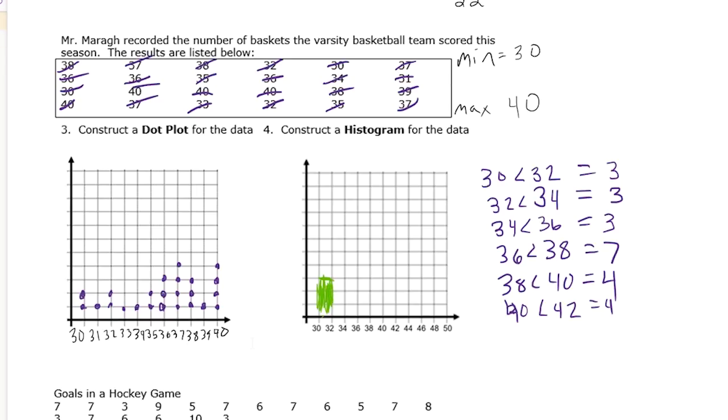Okay. Let's go 32 to 34 is again 3, and then go down all the way. And then let's look at 34 to 36 is again 3, and then we'll go down. And then 36 to 38 is 7. So that's 1, 2, 3, 4, 5, 6, 7. So extend that bar all the way up and then draw it down. And color in the middle if you want. You don't have to. 38 to 40 is 4. And then 40 to 42 is also 4. Okay, and there's our histogram.